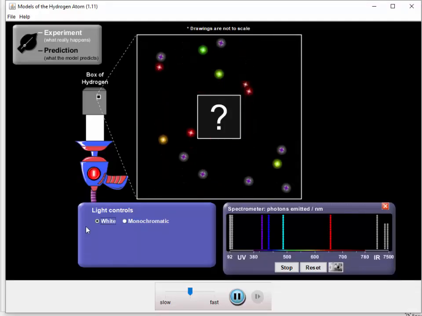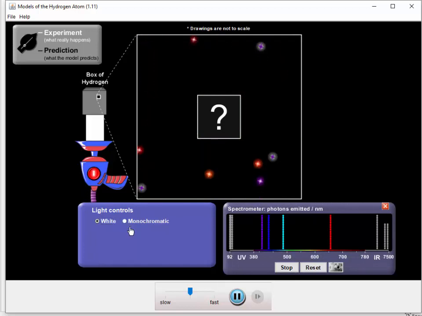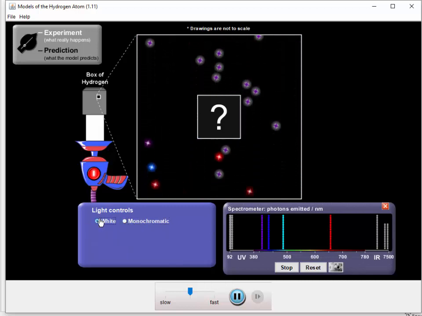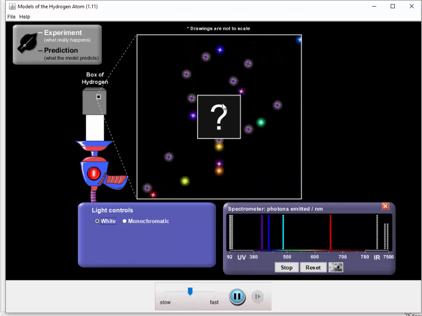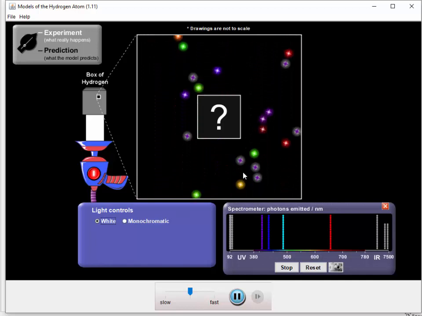for a little bit because I wanted to build up some statistics. What we can do is turn this light on and off, and we can mess around with the color of this light. What we're supposed to be paying attention to is what's coming out of this box, and we're bombarding it with white light. White light is all of the colors of light combined.